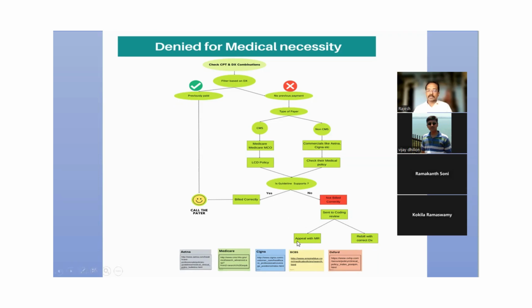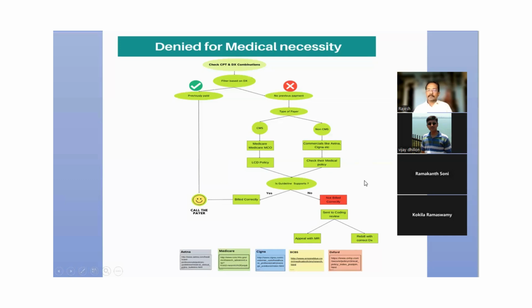Then only the insurance will get processed and then it is paid. Right? I'll summarize it. Claim denied for medical necessity. If it is CMS, you have to follow the LCD policy. If it is commercial, you are going to follow their medical policy. And if a policy supports, you go back and send this claim back for reprocess.